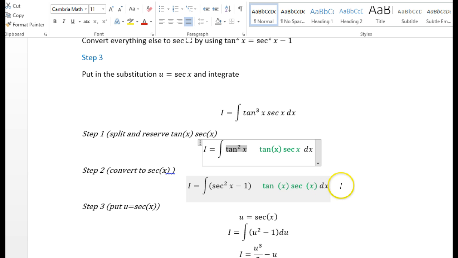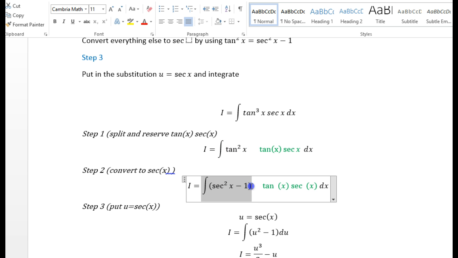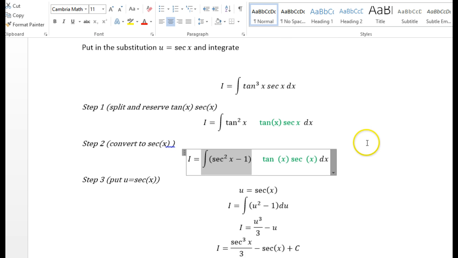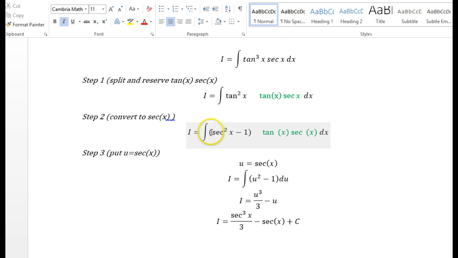Okay, so once again the first step is to reserve the tangent x secant x, but once you reserve that, that's the green stuff, right? Look at the remaining black stuff, you convert to secant by using the identity tangent squared is equal to secant squared minus 1. That's what's here. Okay, and now the third step is that now you can see that everything is in secant except this part, but that's the derivative, right? So that will get cancelled off eventually, but this black part, everything is secant now. So you put u equals secant x.